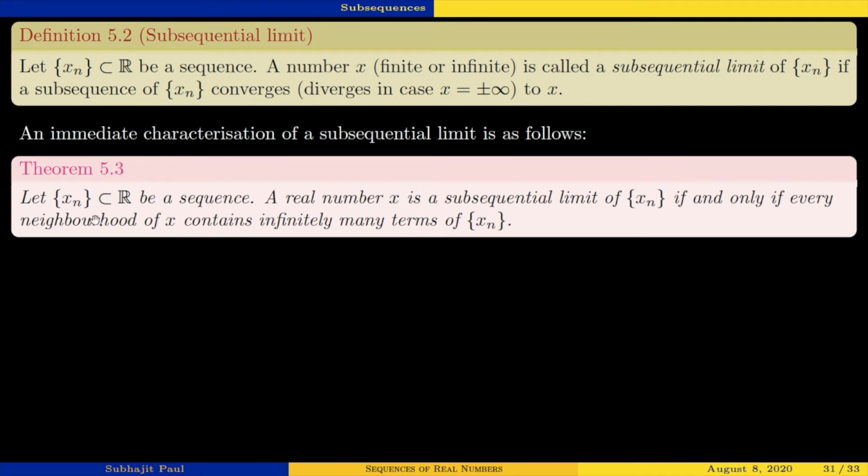An immediate characterization of a subsequential limit is as follows. Let xn be a real sequence. A real number x is a subsequential limit if and only if every neighborhood of x contains infinitely many terms of xn.